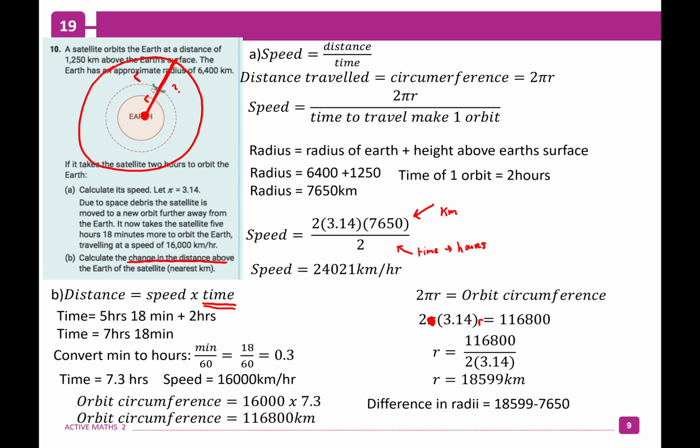So the difference in our radii is 18,599 minus 7,650. The difference in our radii is 10,949. Please pause and take down this question.